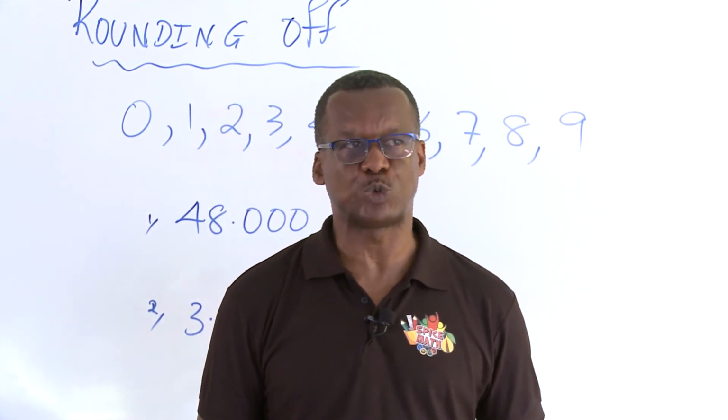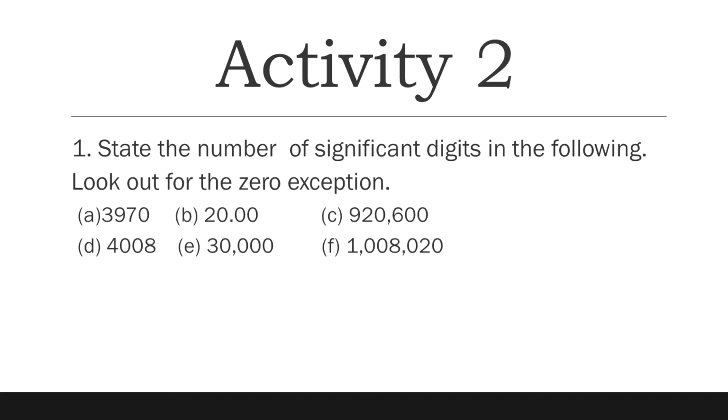Let's look at activity number 2. State the number of significant digits in the following. Look out for the zero exception. A, 3,970. B, 20.00. C, 920,600. D, 4,008. E, 30,000. And F, 1,008,020.